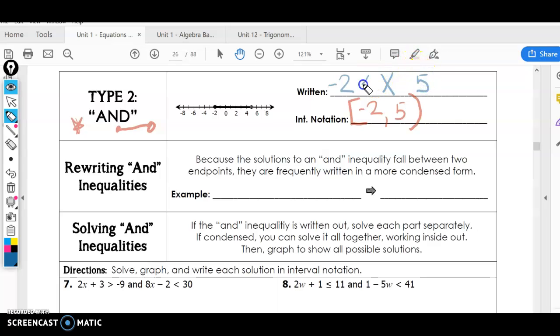And they always are going to have less than signs, but since the -2 has the closed circle right there, we need the equal to sign. 5 has an open circle, so we don't need the equal to sign. The way we read this is that x is between -2 and 5, but including -2.